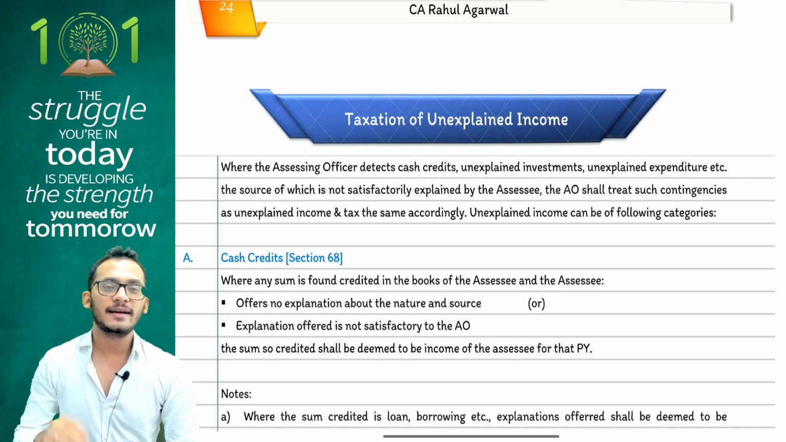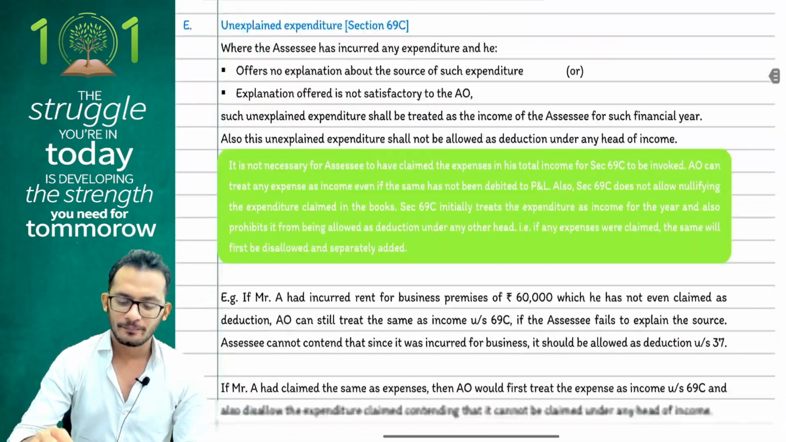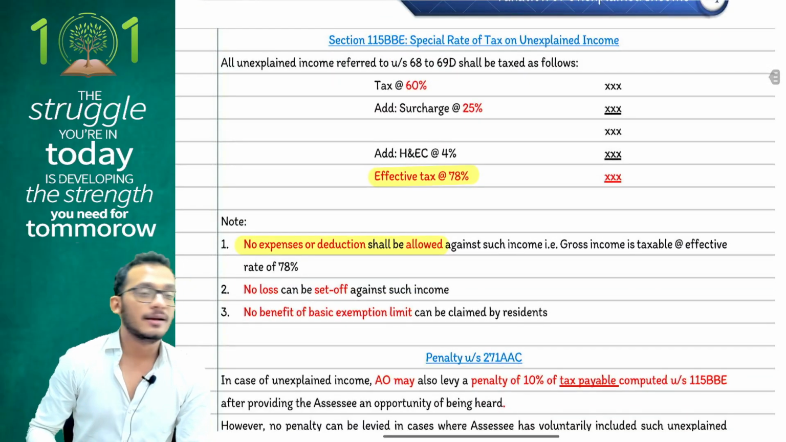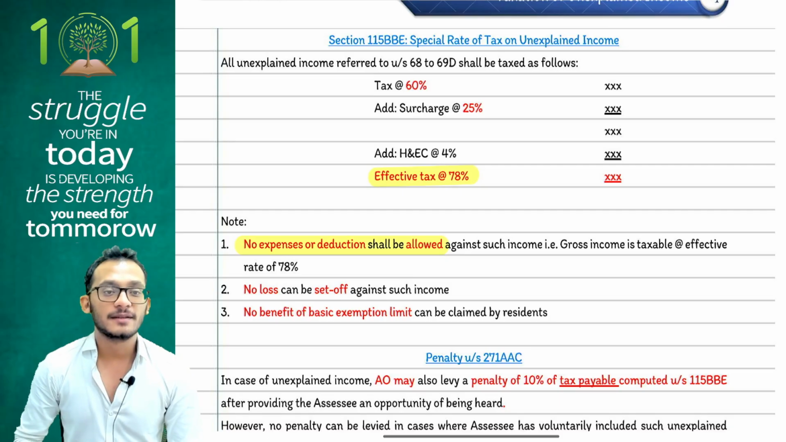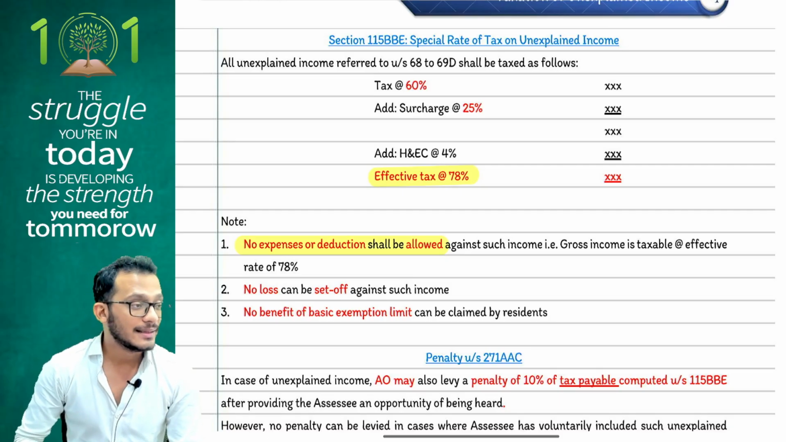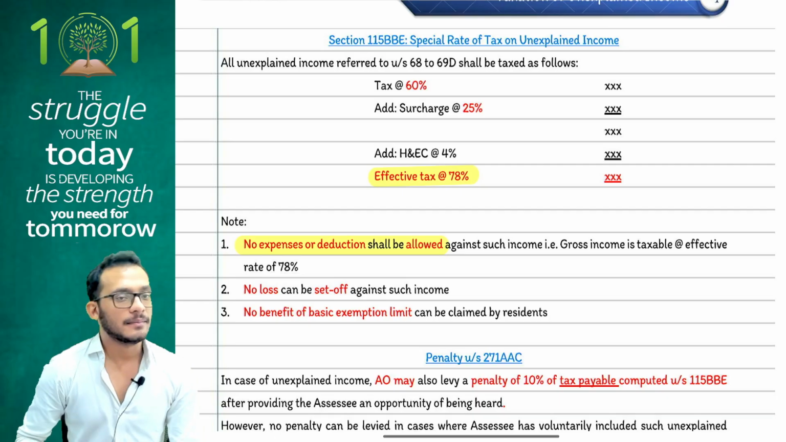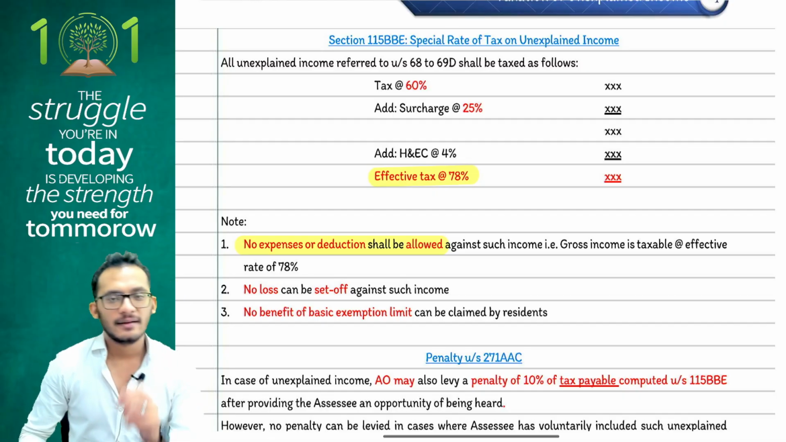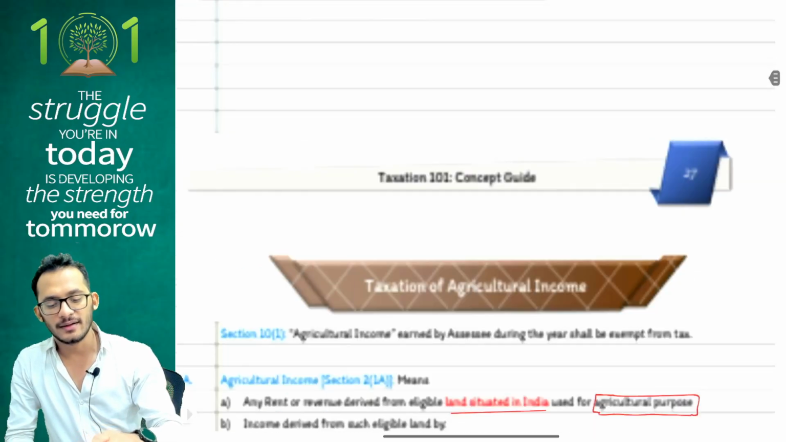At the same time, this unexplained income is going to be taxable at the rate of 78%, and you will levy a penalty at the rate of 10% of the tax, not the income. It is 10% of the tax payable as a penalty. Yes or no? Yes. This then we discussed what is called agricultural income.